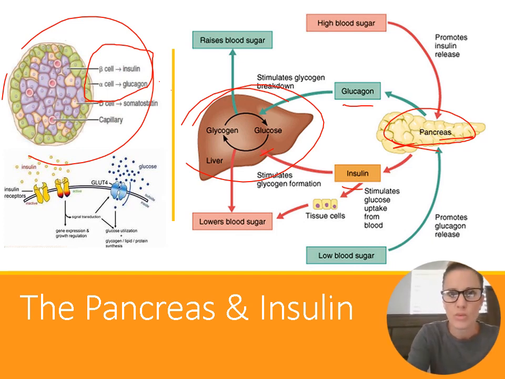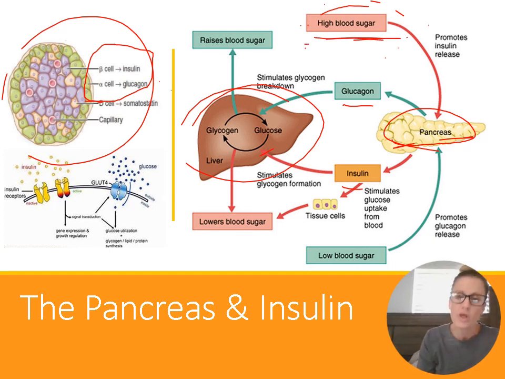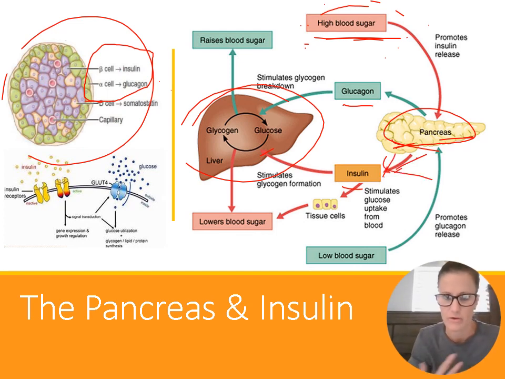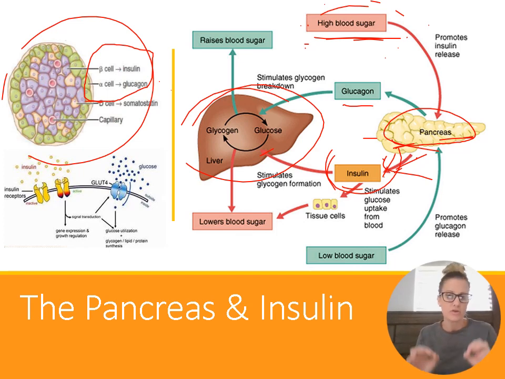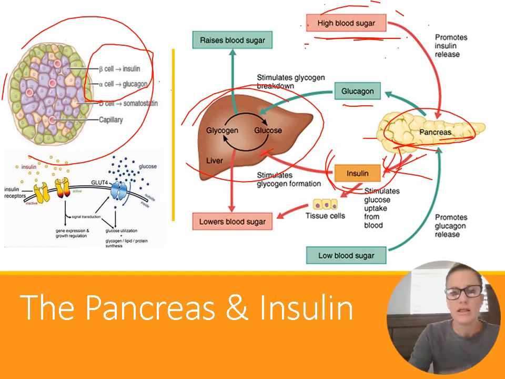So here you can see when we have high blood sugar, just after a meal, that causes the pancreas to release insulin. So you can see, following all the red arrows, we release insulin. We have a lot of sugar in the blood, so insulin is going to work to decrease the amount of sugar that we have in the bloodstream. And it does that a few ways.